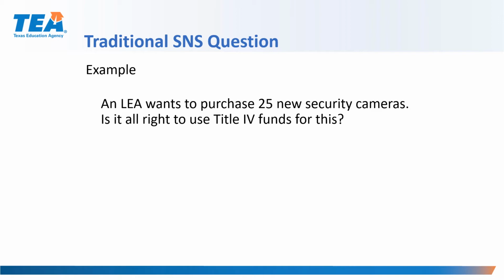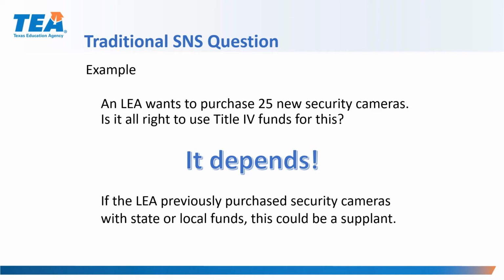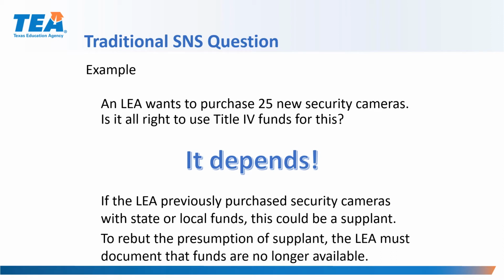For example, if an LEA wants to purchase 25 new security cameras, is it all right to use Title IV Part A funds for this? It depends. It's going to look different at different LEAs. If the LEA previously purchased security cameras with state or local funds, this could be a supplant. To rebut the presumption of supplant, the LEA must document that funds that were previously used are no longer available.